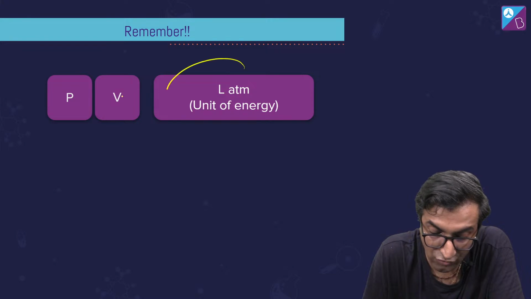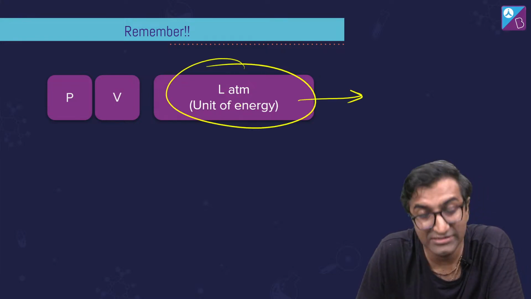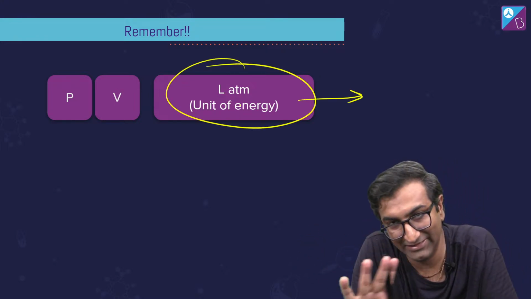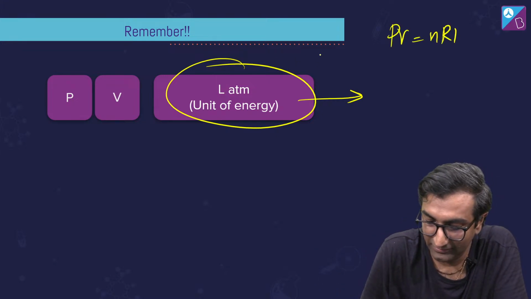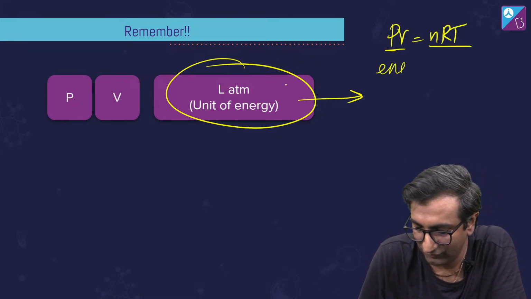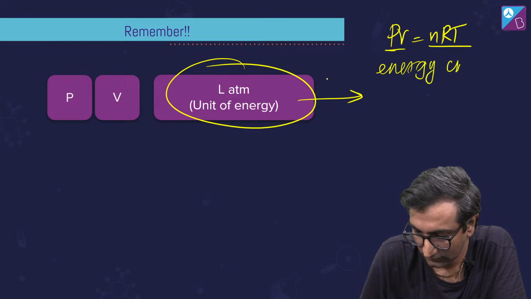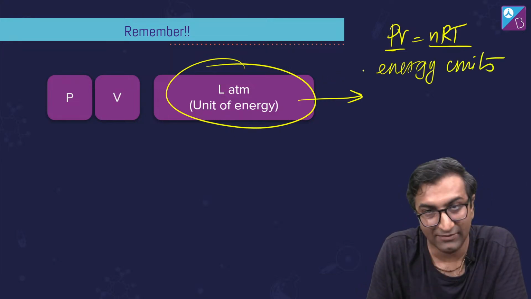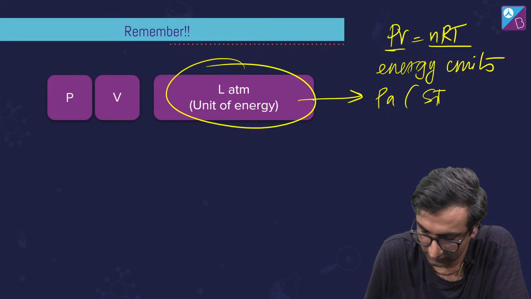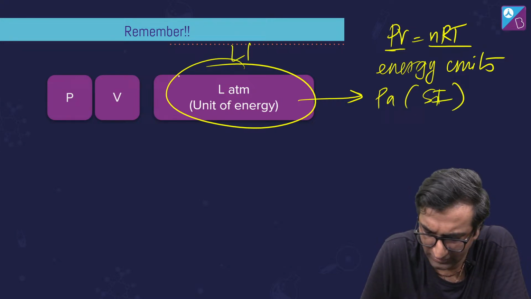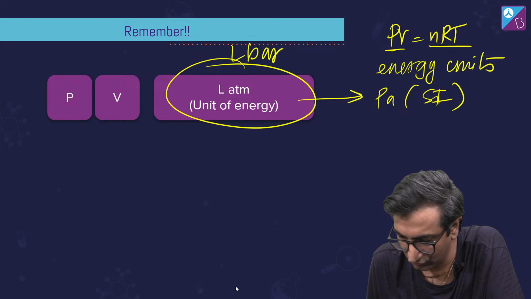P into V का क्या unit होता है, litre atmosphere, which is a unit of energy. I know states of matter आपके syllabus से हटा दिया गया है, but PV equal to nRT. This and this, both sides have the unit of energy, okay. तो litre atmosphere में कर सकते हो, या फिर you could also do it in Pascal if you do SI unit, yeah, if you do litre atmosphere, or you can also do litre bar, ठीक है, with all those units work.